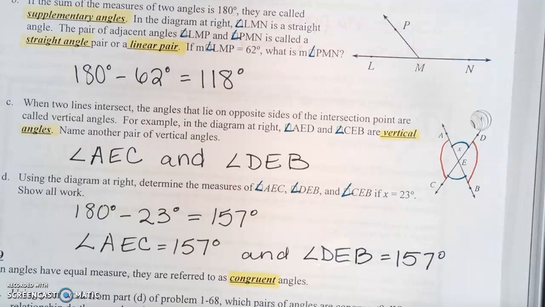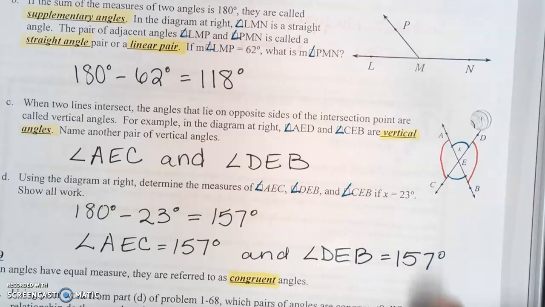So we start with our 180 that we know, and we do the opposite operation. We're going to subtract the 23, punch it into your calculator. You should get 157 degrees. So if angle AEC is 157 degrees, then angle DEB is also 157 degrees. Okay, they have the same measurement.